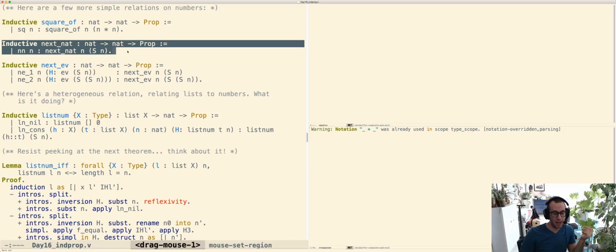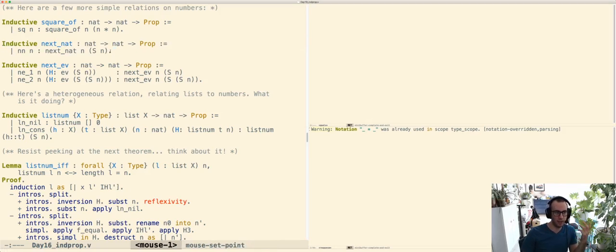Next up, next nat. This is a relation that says, okay, I'm going to relate each number to its successor, right? So it'll say next nat 0, 1, next nat 1, 2, next nat 3, 4, next nat 46, 47. All of that lines up.